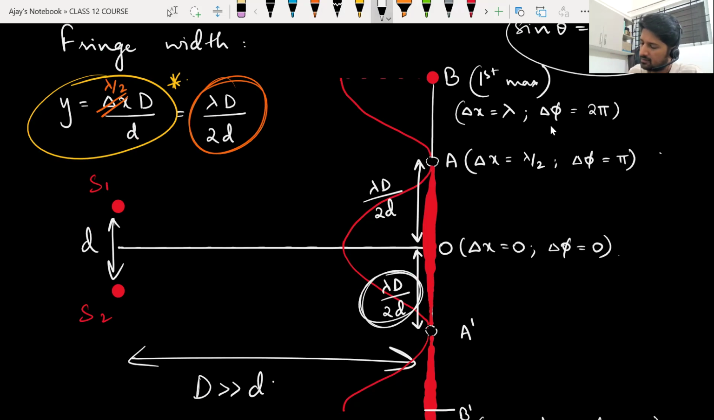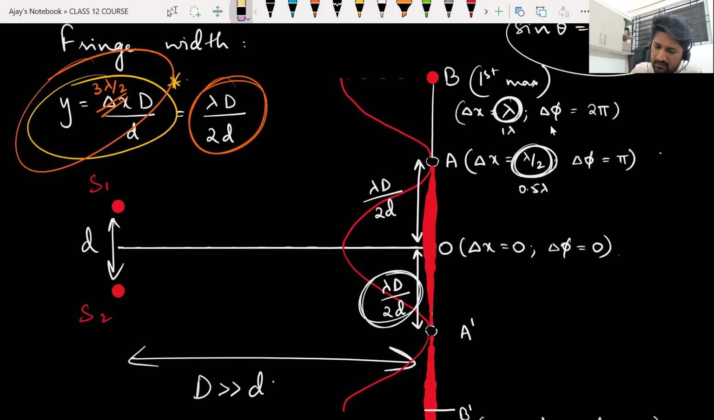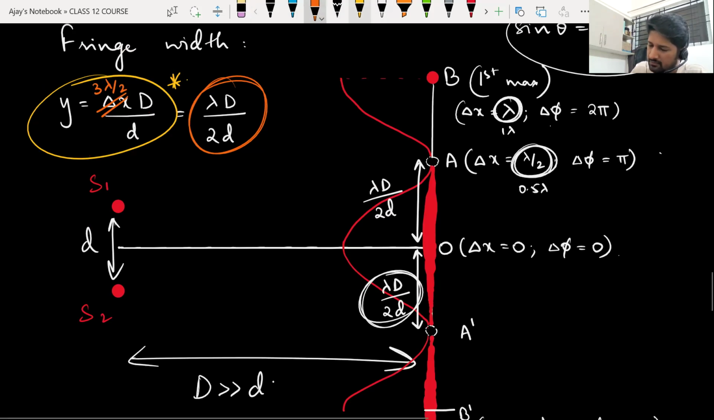Next minimum. See, first minimum path difference is lambda by 2. First maximum path difference is lambda. After that, you will again get a minimum. There, the path difference will be 3 lambda by 2. So this is like 0.5 lambda, 1 lambda. Next minimum will be 1.5 lambda, which is nothing but 3 by 2. So if you substitute path difference 3 lambda by 2, the y coordinate you get will be 3 lambda capital D by 2d. That is the position of the second minimum. Clear?